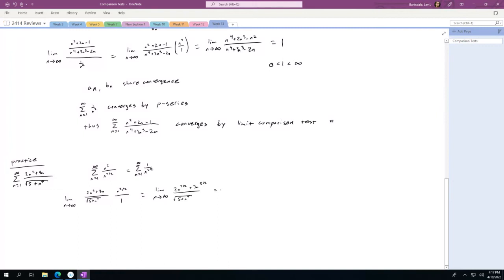And again, this limit gets me actually 2 this time. And how I can see that is I can divide everything by an n to the 7 halves.